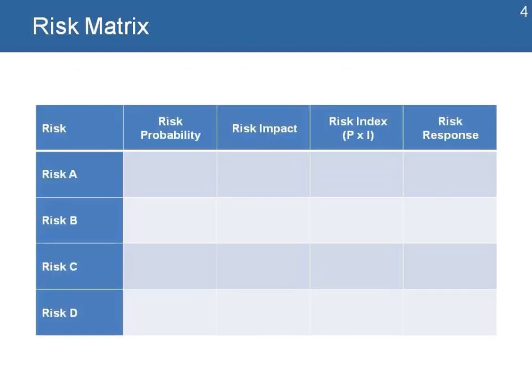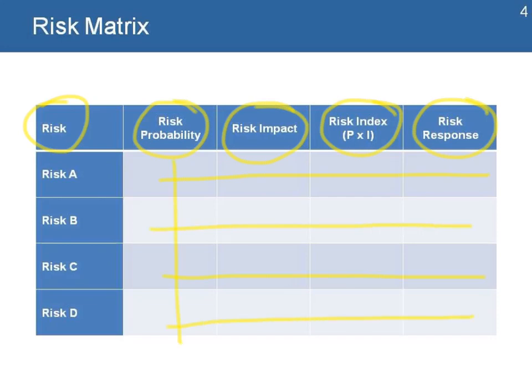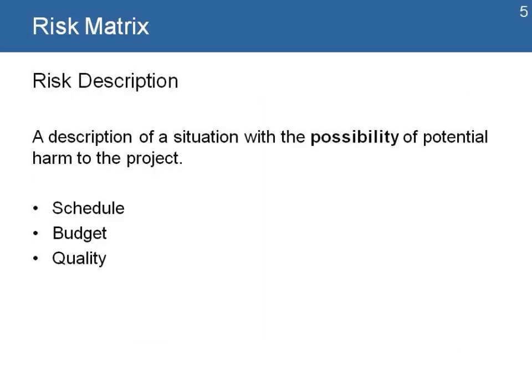Here's an example of the risk matrix. Basically it is a simple table where we identify and list the different risks. Then we assign a level of probability and a level of impact. We then calculate the risk index and we identify a response to that. For each one of the risks that we have identified by the project team, we then develop the different levels and data that helps us then manage our risk.